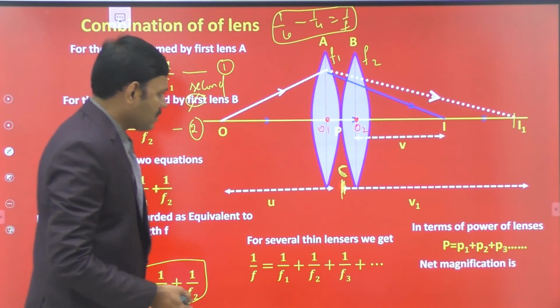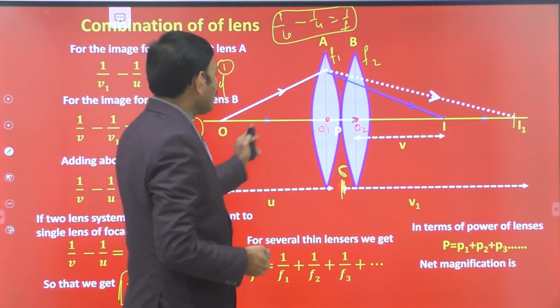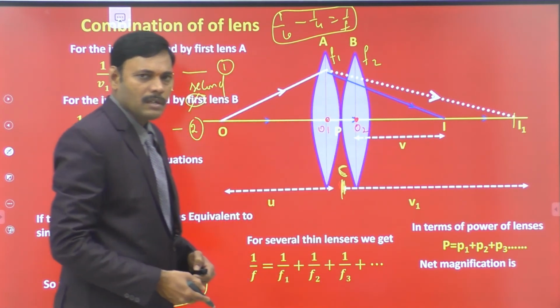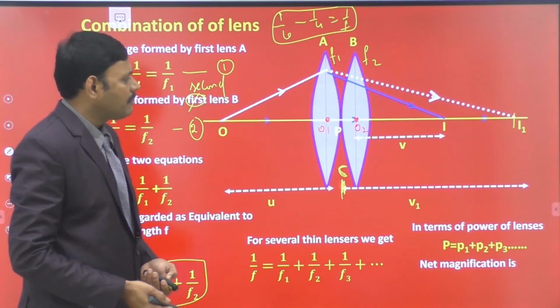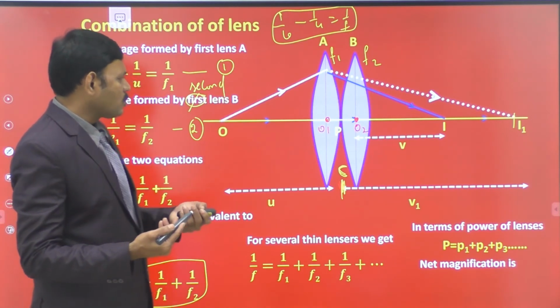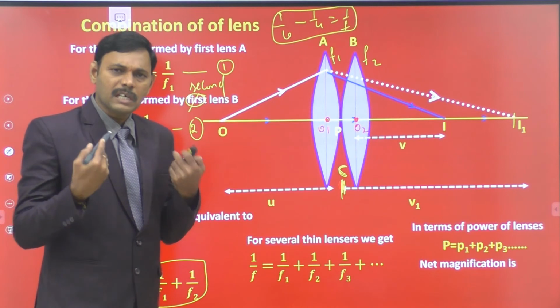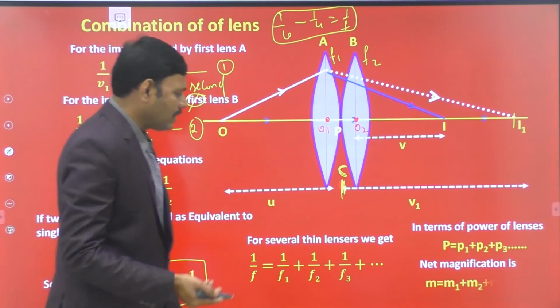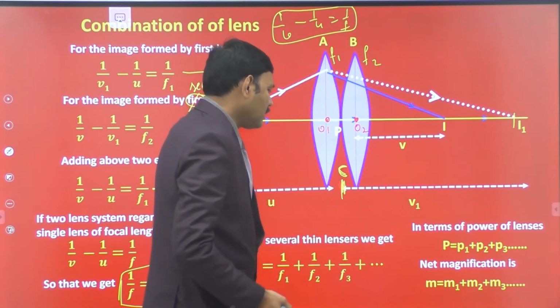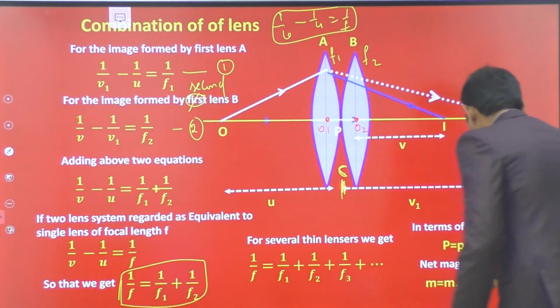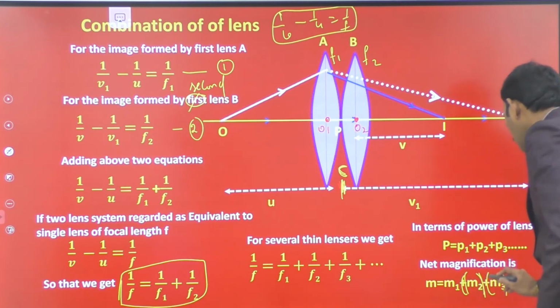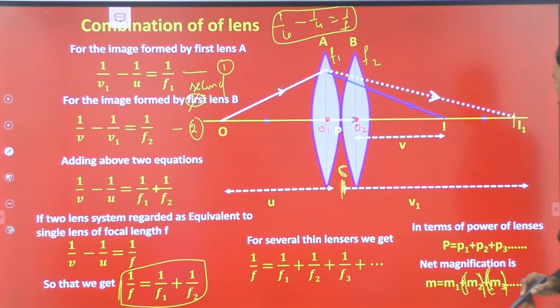Then net magnification. When you use a single object and it forms a single image after refracting through a combination of lenses, that is the net magnification that we get ultimately. In many cases, to get more magnification, we use a combination of lenses. That is quite a common thing. The net magnification is the product: M1 into M2 into M3 and so on. This is the expression for net magnification.